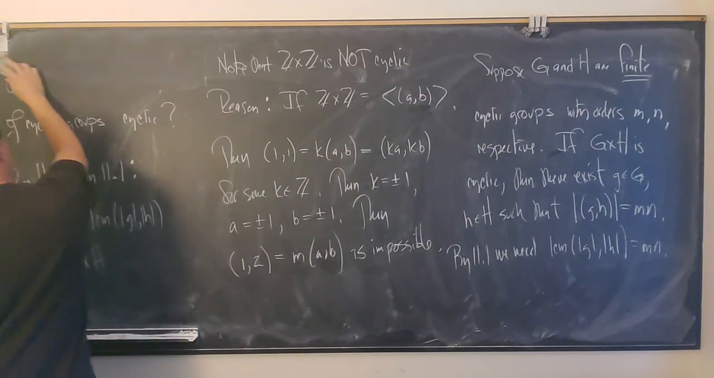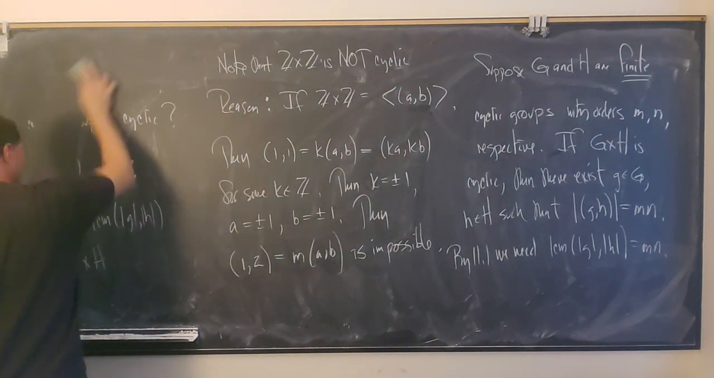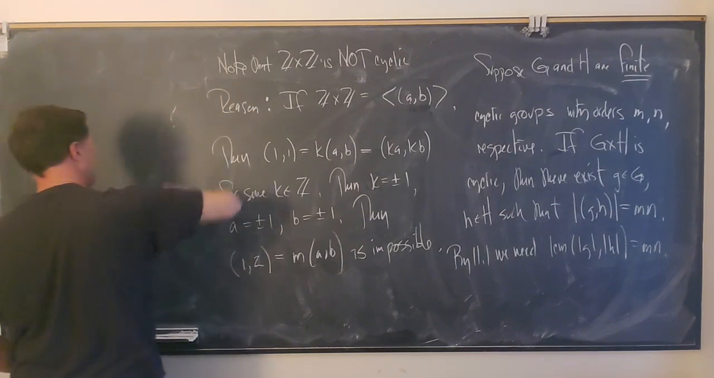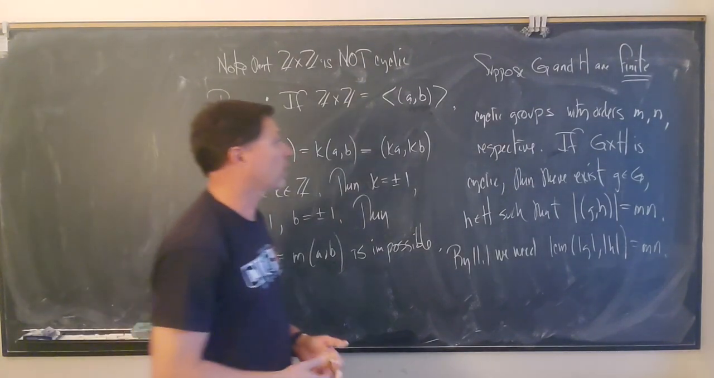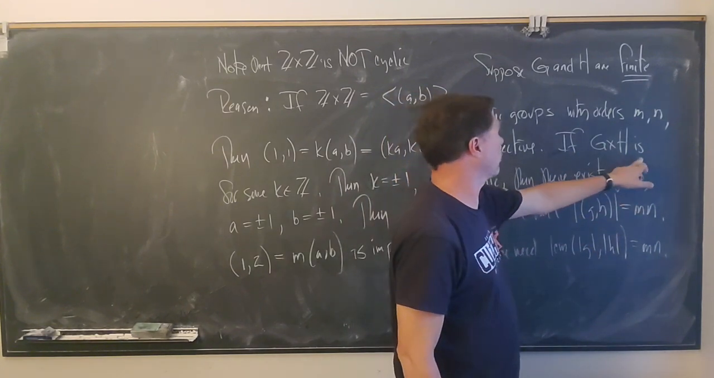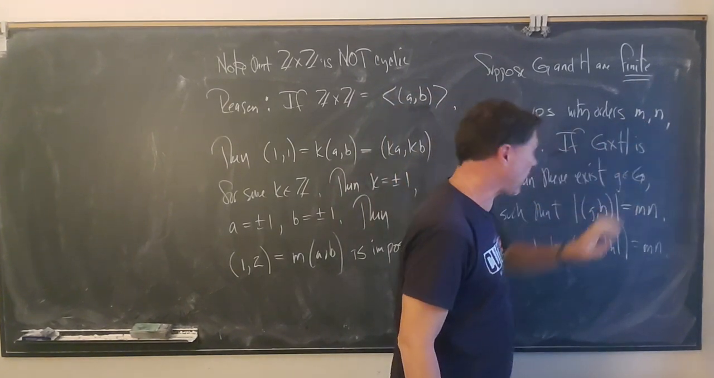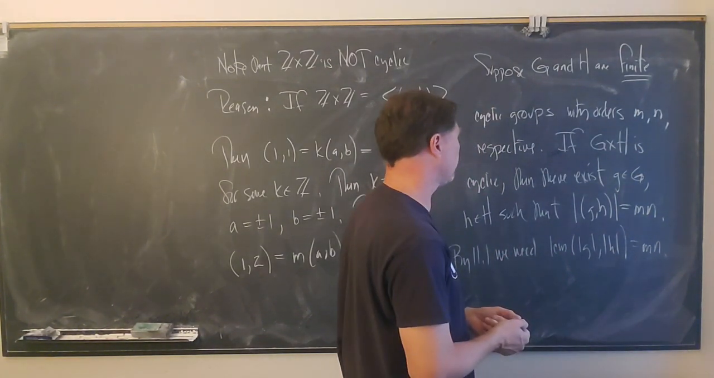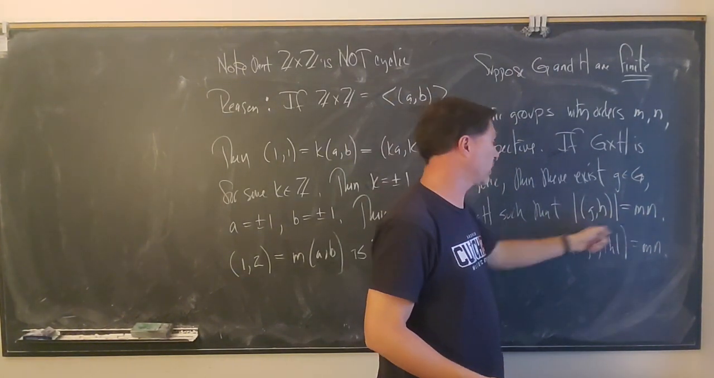Okay, so now let's actually just say what the answer is. All right, so what we need then is to know when this is going to occur. If we have a group of order G, and a group of order H, with orders M and N respectively, then when will we have a generator that satisfies this property?